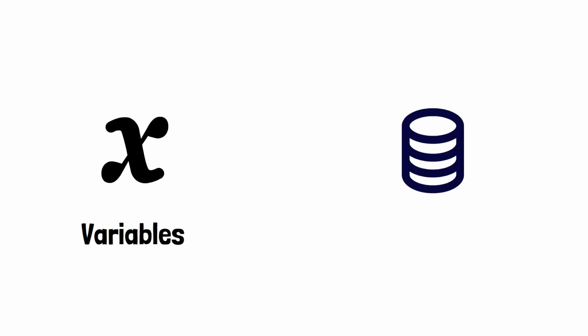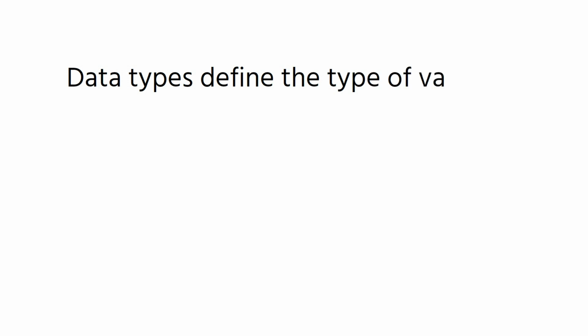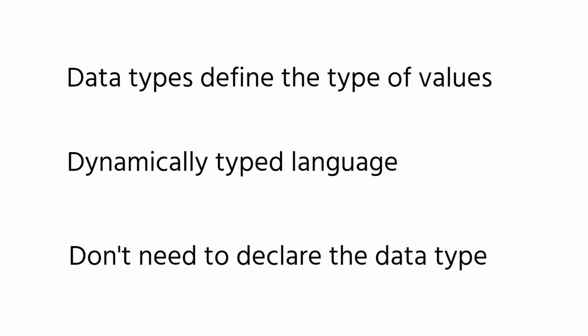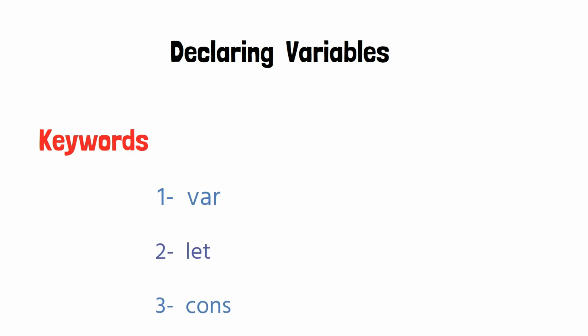Variables are containers used to store data in JavaScript. Data types define the type of values that can be held by variables. JavaScript is a dynamically typed language, which means you don't need to declare the data type explicitly; it is determined at runtime. Declaring variables. In JavaScript, you can declare variables using three different keywords: var, let, and const.